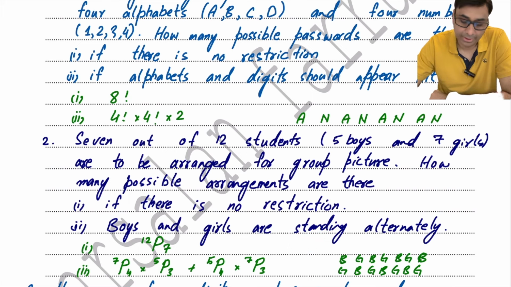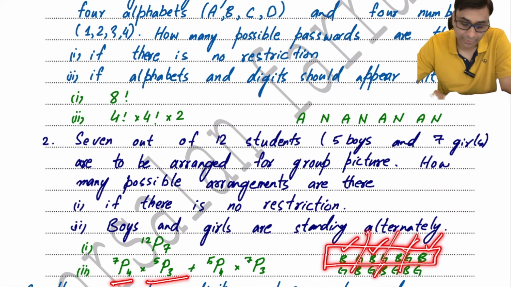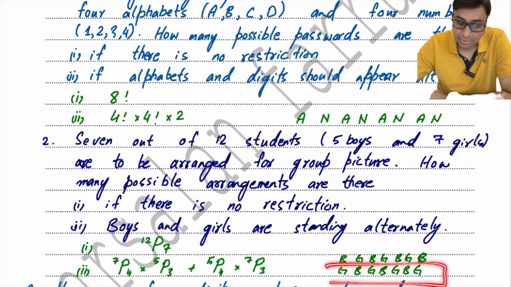So there is a possibility that the alternate arrangement starts with a boy and ends with a boy, or it could start with a girl and end with a girl. If I look at these possible options, then it's going to be 4 boys arranged here, that's going to be 7p4, and then I have 3 girls, that's going to be 5p3. But if it starts with girls, then I have 4 girls standing here, that's going to be 5p4, and then I have 3 boys standing here, that's going to be 7p3, and then I add it up.